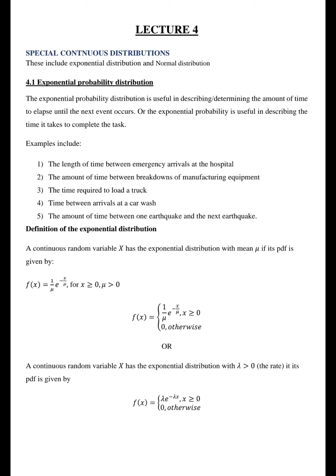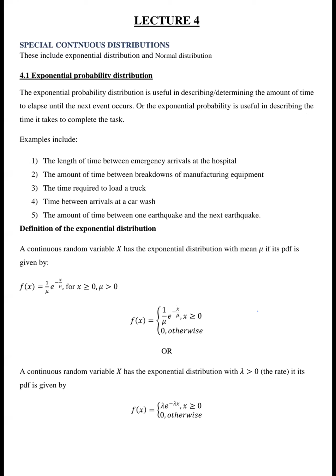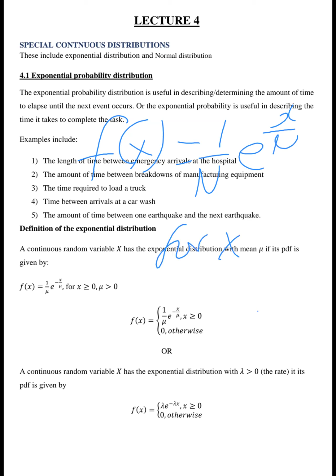probability distribution. So you will understand that a continuous random variable in the exponential probability distribution shall be defined as f of x equal to 1 over mu e to the power negative x over mu. That is for all x variables that are greater or equal to 0. So this is basically just the definition of the exponential function.